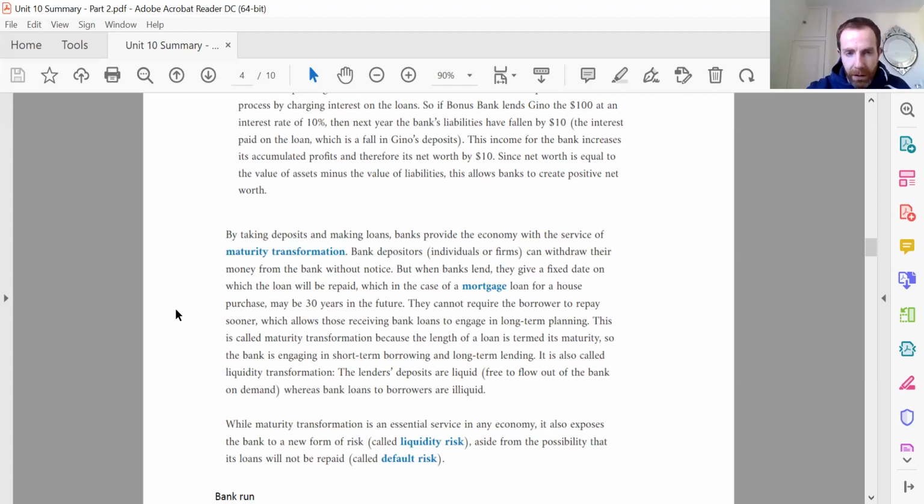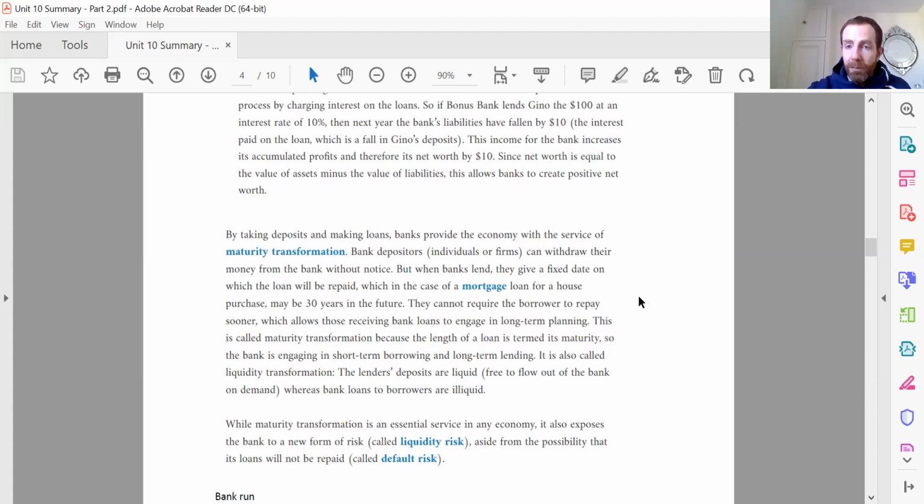You can see it says it down here. The bank's engaged in short-term borrowing, in the sense that the bank is borrowing that money from the depositor, and it's short-term because the depositor could come back at any point and ask for it back. But what the bank tries to do with that money is use it to help fund some longer-term lending. So say giving out mortgages.